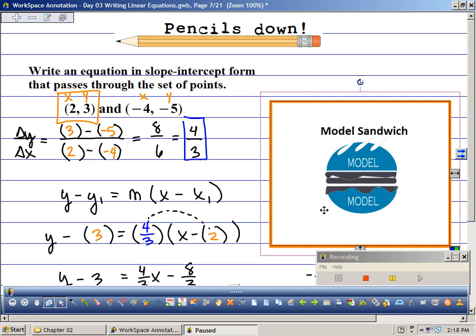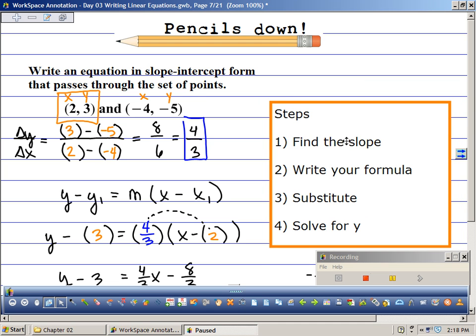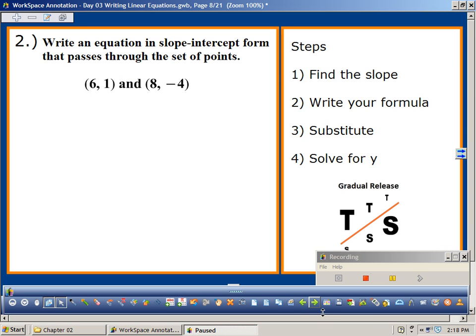Sorry, Janelle. So here are my steps. Good. I'm glad you asked me to, because now I found the slope. I wrote my formula. I substituted. I solved for y. I'll do it one more time.